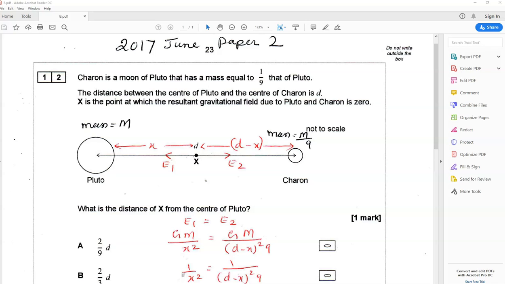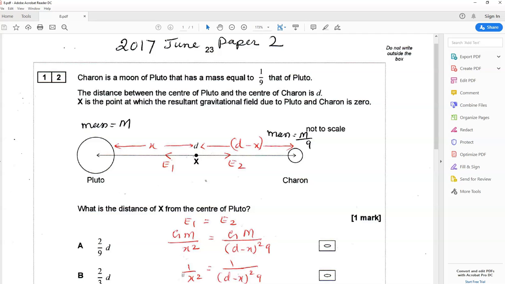So this is one more simple problem from the 2017 June paper 2. It says Charon is a moon of Pluto that has a mass equal to 1/9 that of Pluto. The distance between the center of Pluto and the center of Charon is d. X is a point at which the resultant gravitational field due to Pluto and Charon is 0. This is exactly what we saw in the previous problem.